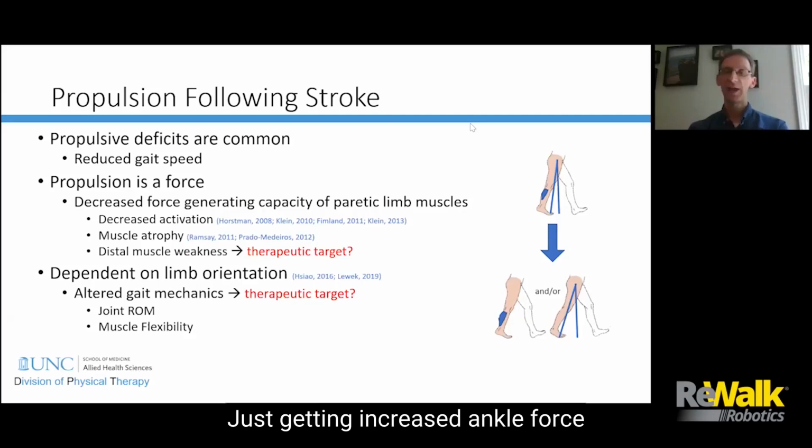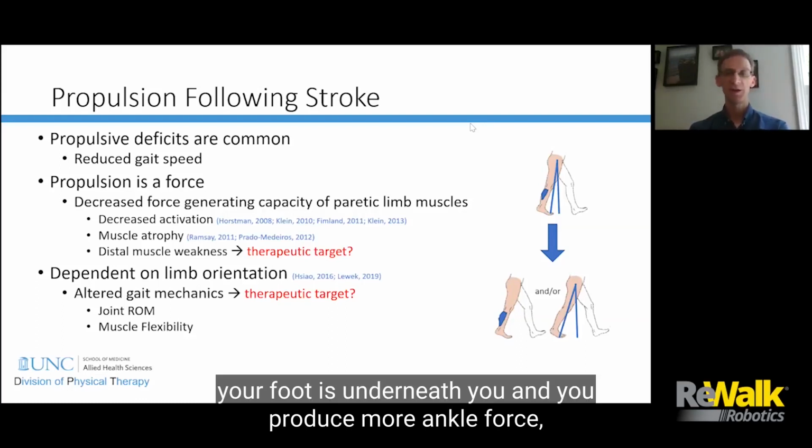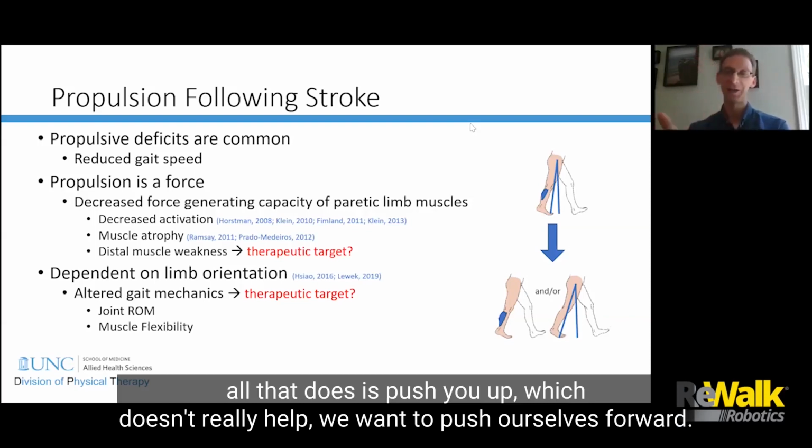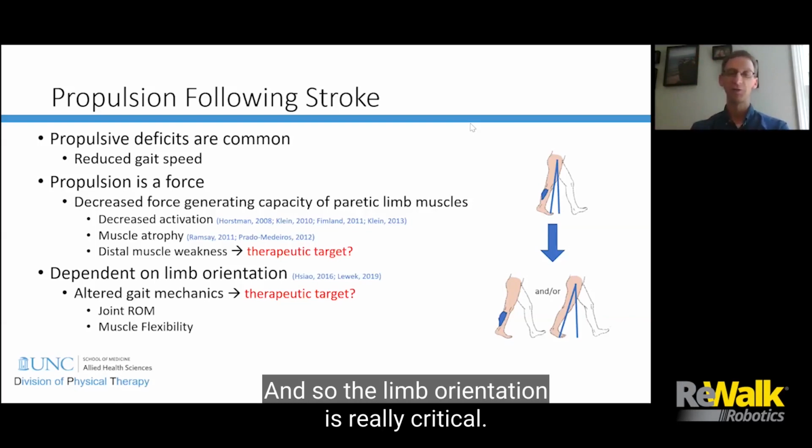Just getting increased ankle force, or force around the ankle, doesn't necessarily fix the problem, because if your foot is underneath you and you produce more ankle force, all that does is push you up, which doesn't really help. We want to push ourselves forward. And so the limb orientation is really critical.